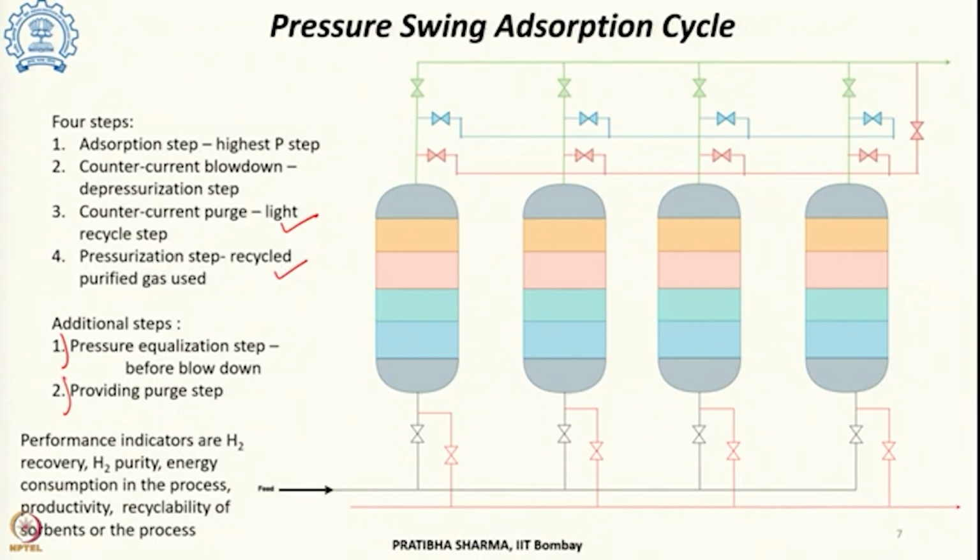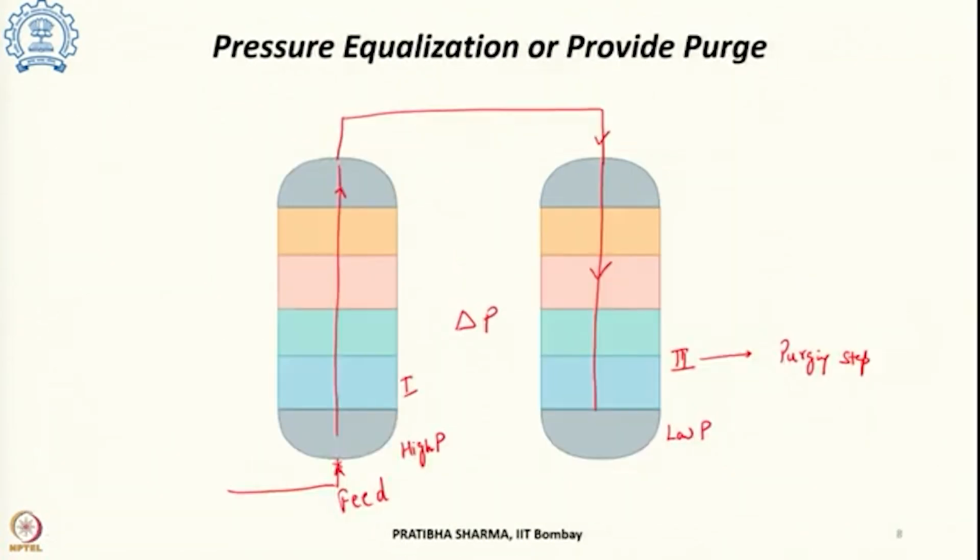So, the various performance indicators that decide the parameters of the process include hydrogen recovery, how much hydrogen we are able to get from the product stream, how much is the purity of the hydrogen which we are getting, what is the energy consumption in the process, what is the productivity, and what is the recyclability of both the sorbent as well as the process.